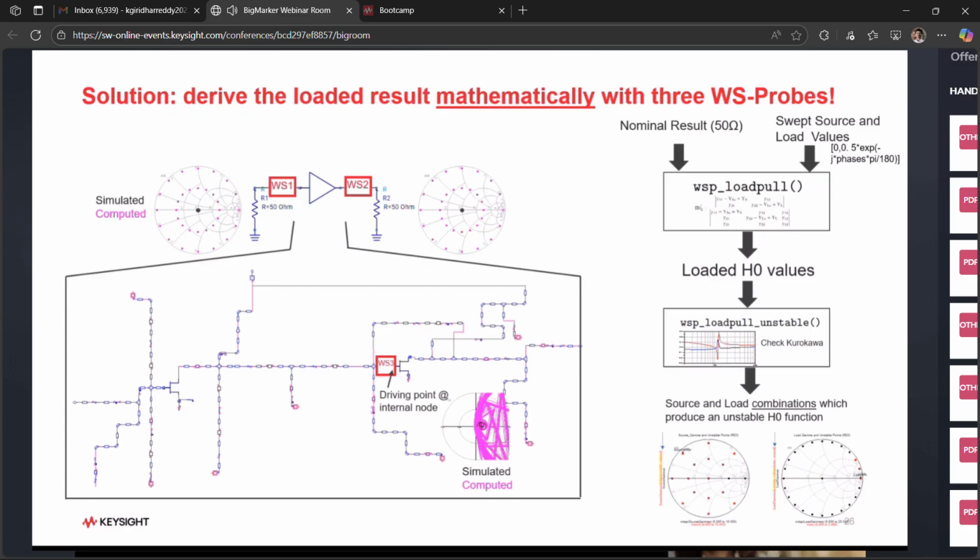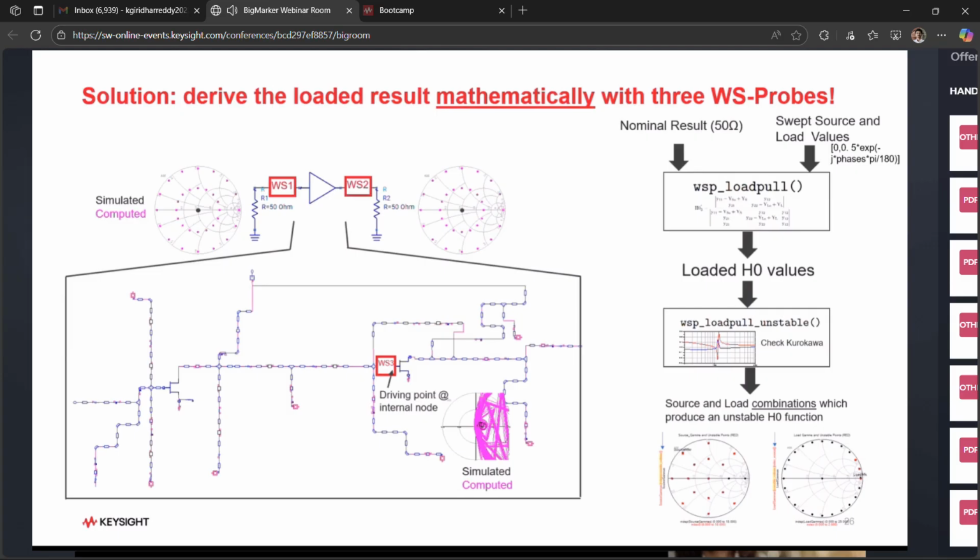But it turns out that with proper application of the probes, we can actually derive the loaded state mathematically from just the nominal case. And Tom Winslow describes this in his book. So essentially what we do is we put three probes here. We put one at the generator side, put one at the load side. So this is like the external points in your circuit.